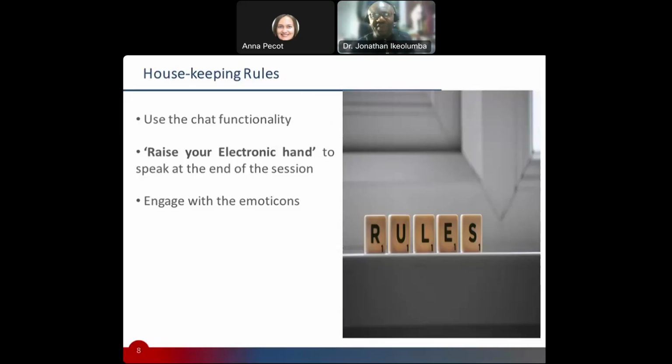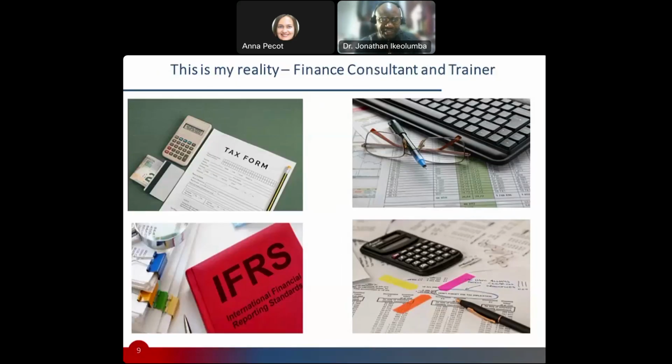Just in terms of housekeeping, let's use the chat functionality. I'm tracking that, so I'm able to tell who's raising their electronic hand, and we can use that to put an order to who speaks. Also engage with emoticons. If you want to make a point, or give some reactions to what we're saying, it would be good to engage with the emoji icons. That would really help. All right.